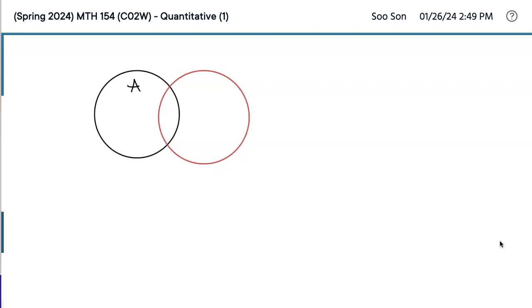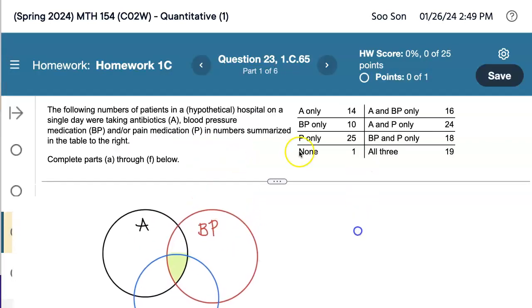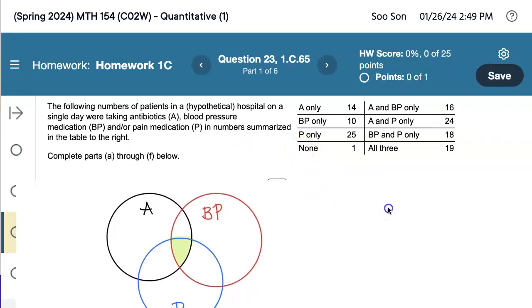Oopsies. BP. But you see this region that I just created, the overlapping region. These are the people who take both antibiotics and blood pressure medication. Now, there was a third type of drug that people were taking in this hospital, and that was pain medication. So I'll say that third circle is for P. So look, if you are in this region right there, where all three circles intersect, you're taking all three medications, okay? So, let's go ahead and fill out some numbers here, okay?